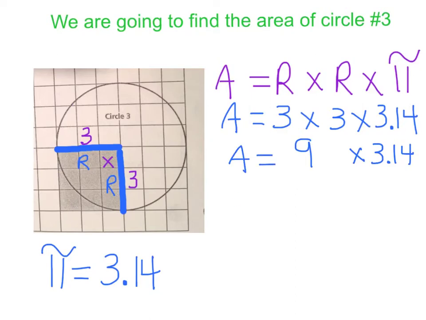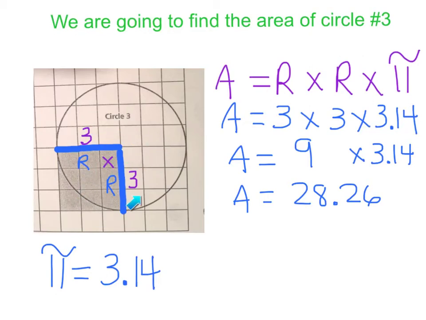I've already multiplied that out for you, and 9 times 3.14. If anyone has a calculator, they can type that in themselves. You should get 28.26. Now, if you look inside this, you will notice this is filled up with tiny squares all the way inside this figure.